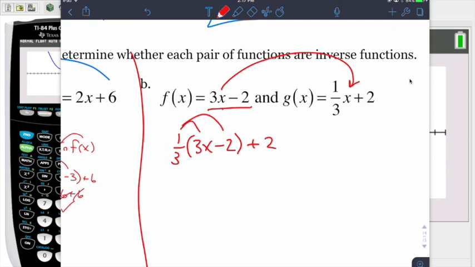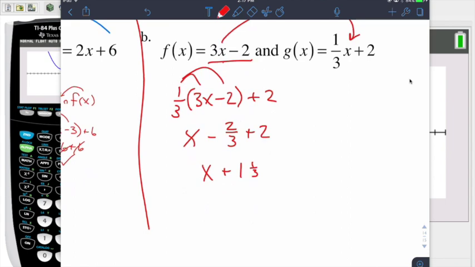Now this one here, we can do 1/3 of 3 right there. That's just going to be x. But then 1/3 of 2 is just going to be 2/3 right there. Okay, and then we still have this plus 2 right there. And I think when you simplify that down, it's kind of like subtracting 2/3. I think that's like 1 and 1/3. But anyways, this is not x right there. It should have just been x. Everything should have canceled out. So we can already tell that these are not inverses of each other.